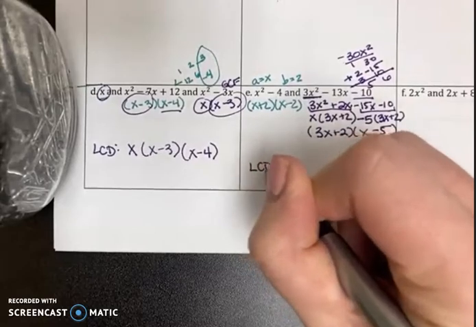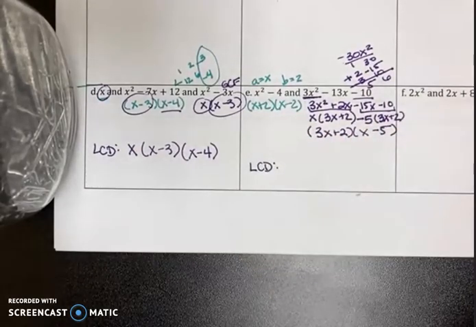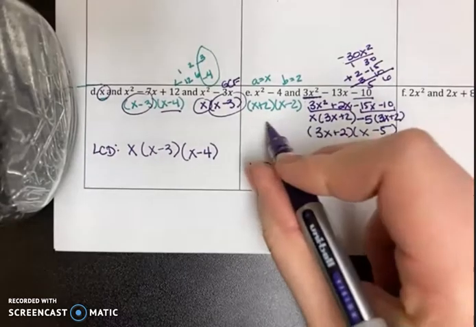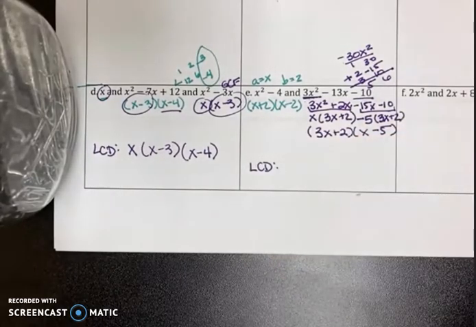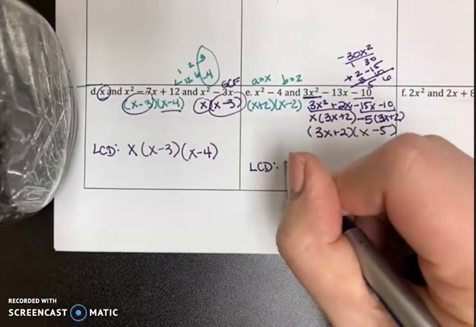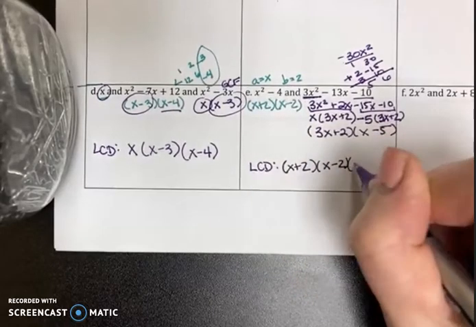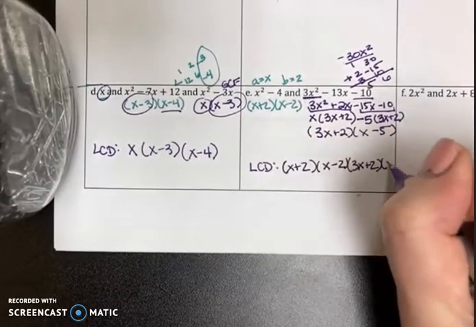Now we can finally identify the least common denominator since we've factored everything out. Well, there's no similarities, is there? So whenever there's no similarities, we need to write all of the different binomials and multiply them together. So it would be x plus 2 times x minus 2 times 3x plus 2 times x minus 5.